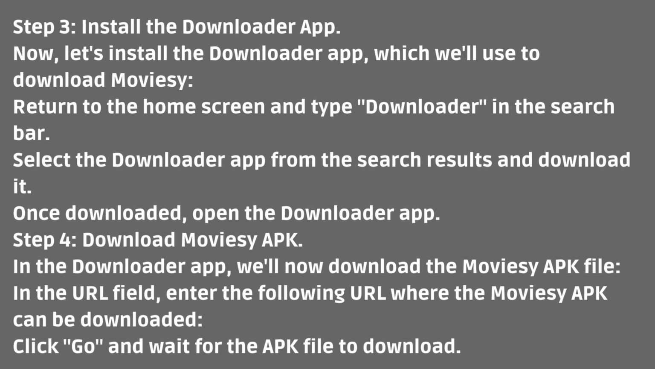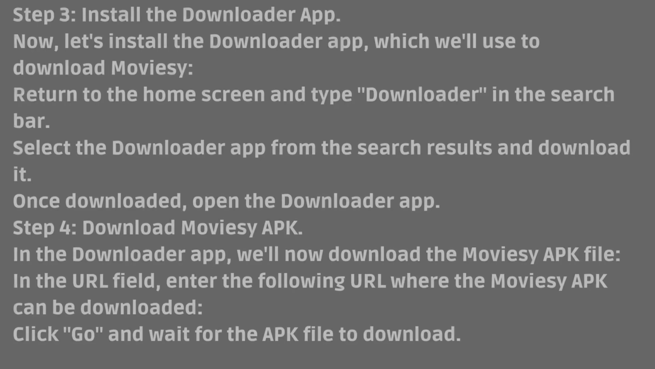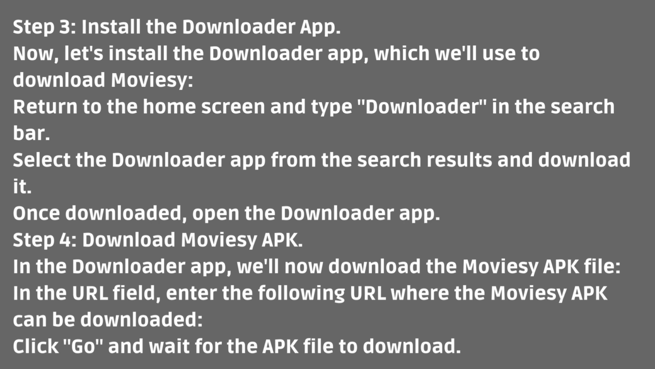Step 4. Download Moviesy APK. In the downloader app, we'll now download the Moviesy APK file. In the URL field, enter the following URL where the Moviesy APK can be downloaded. Click Go and wait for the APK file to download.